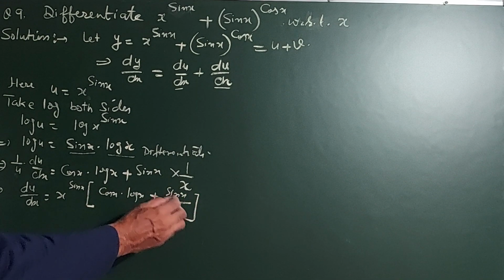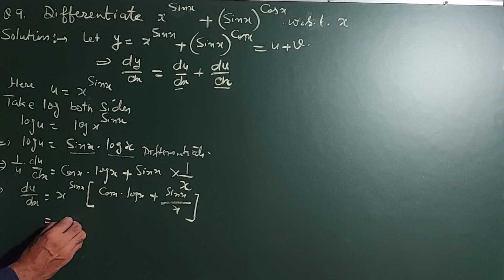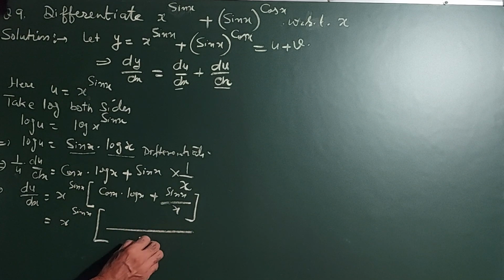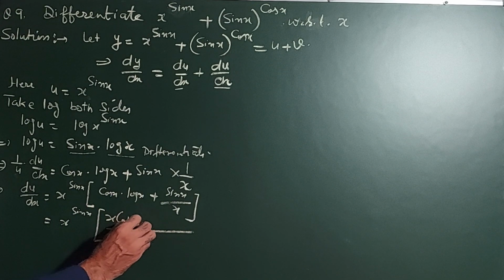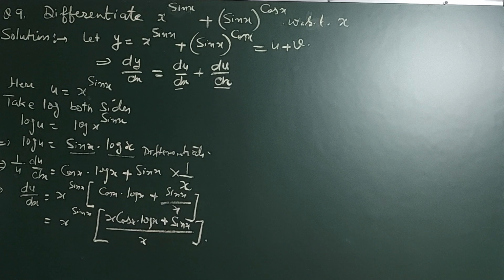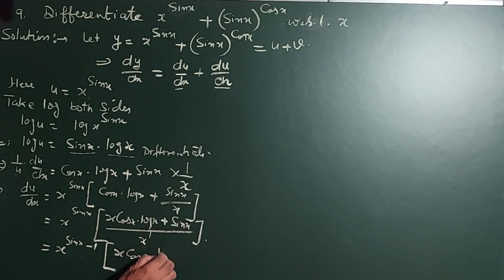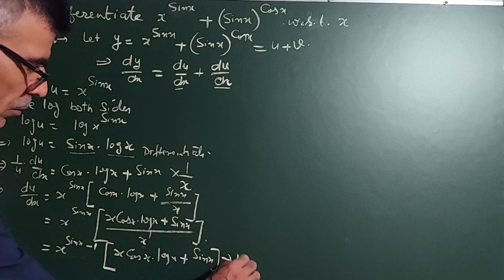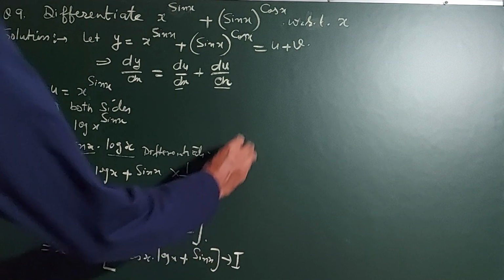So we can also write this as x raised to the power sin x into, the LCM is x, so it becomes x into cos x into log of x plus sin x, all over x. Now here the power of x is sin x and the power of x in the denominator is 1, so we can also write this as x to the power sin x minus 1 into x cos x log x plus sin x. So this can also be further written like this.